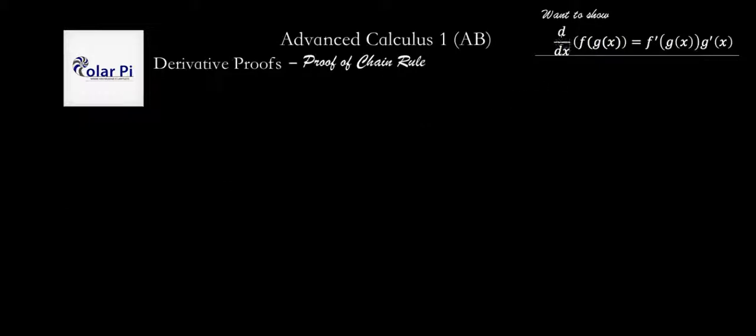All right, let's get started here by first writing what we want to prove, which is the fact that the derivative of f of g of x is equal to, by chain rule, f prime of g of x times g prime of x. This is the result that we want to show, right?